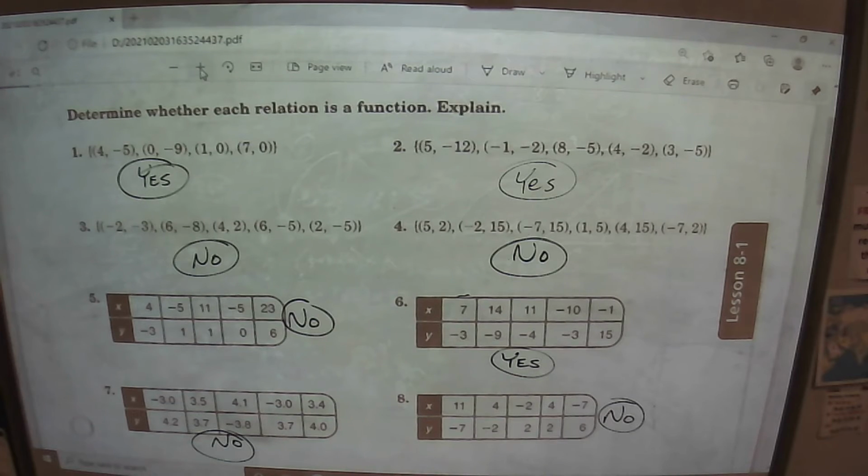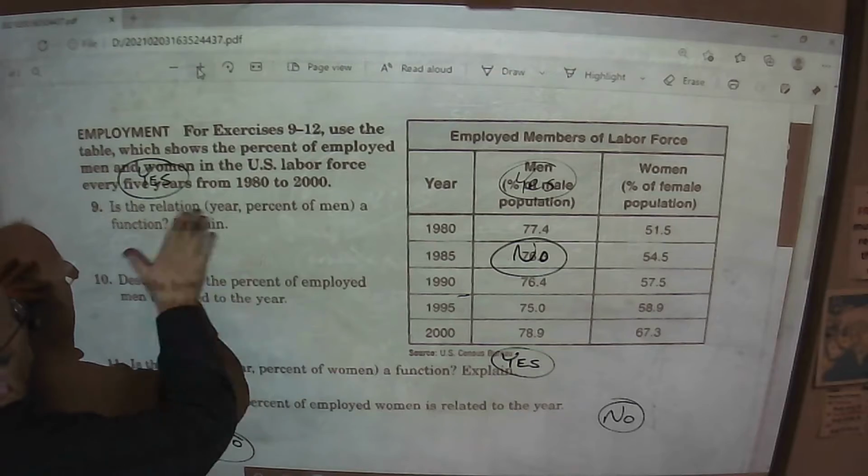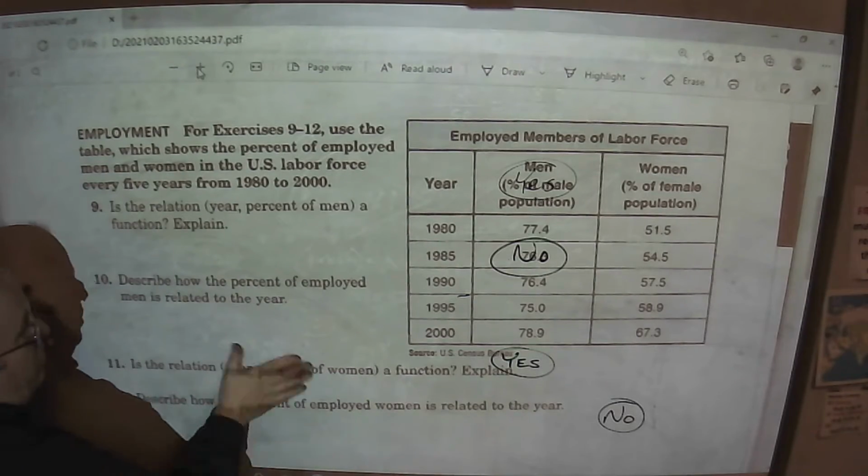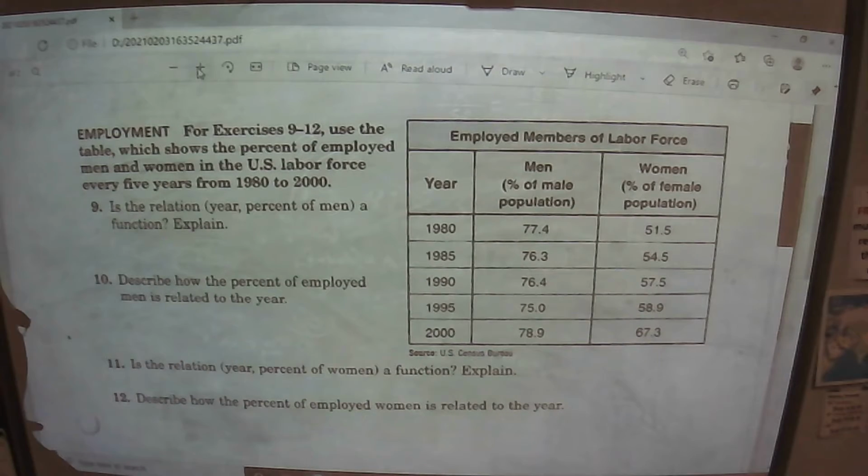Let's move the screen up a little bit so we can see the rest of this sheet. One moment, please. Okay, we got a word problem. Yay, word problems. Question 9. Is the relation a function? They're basically saying, look over here at this table and decide whether or not that's a function.